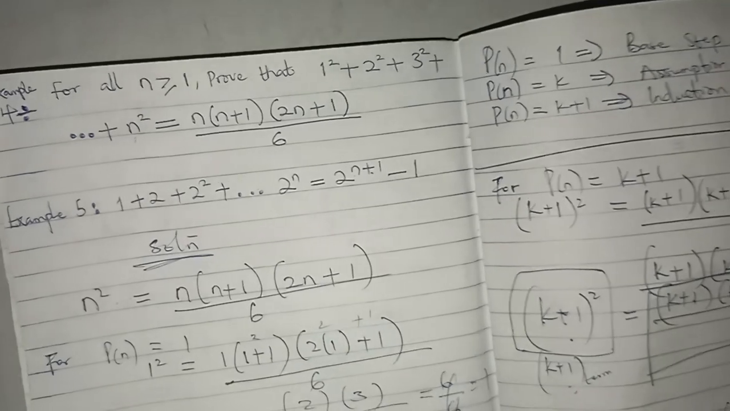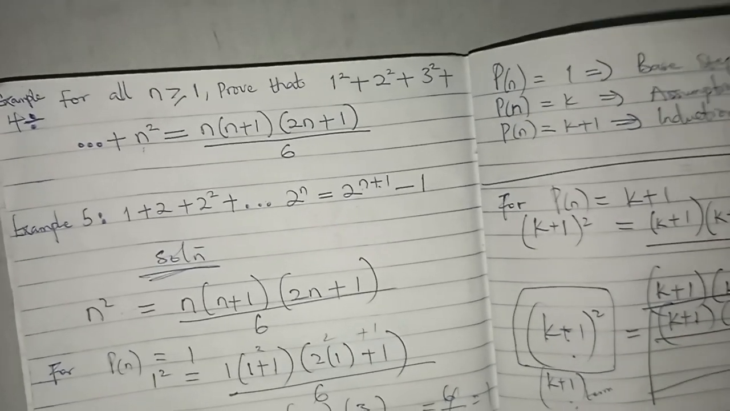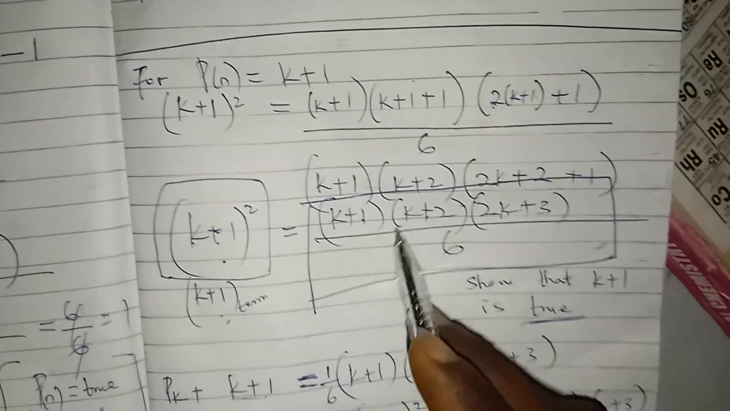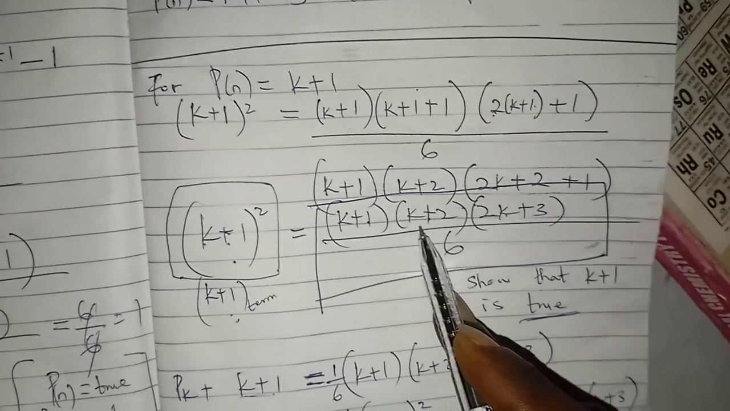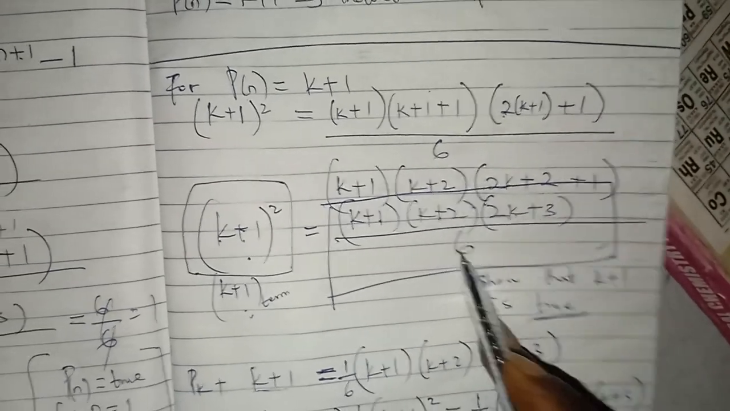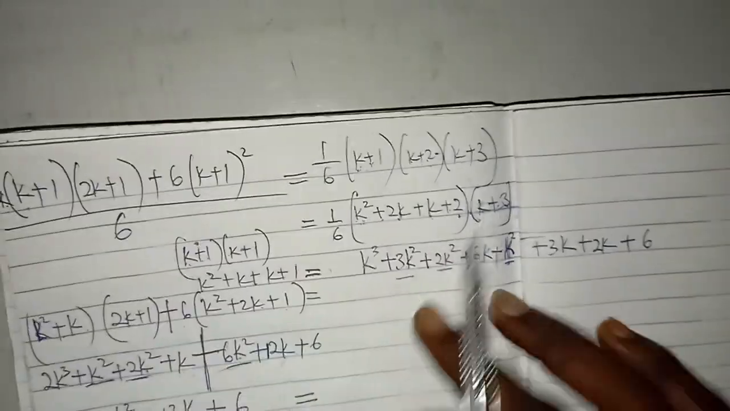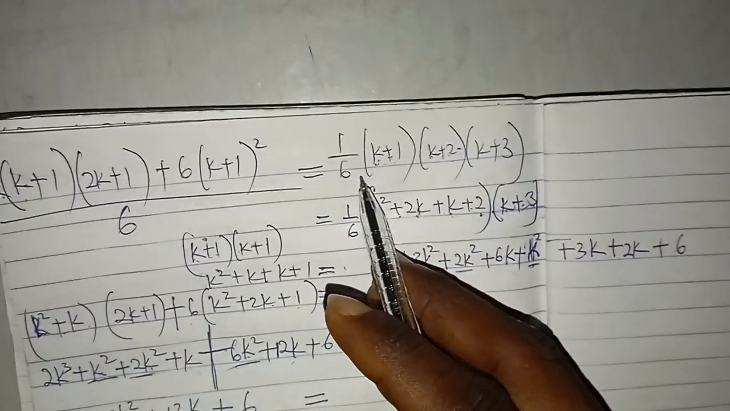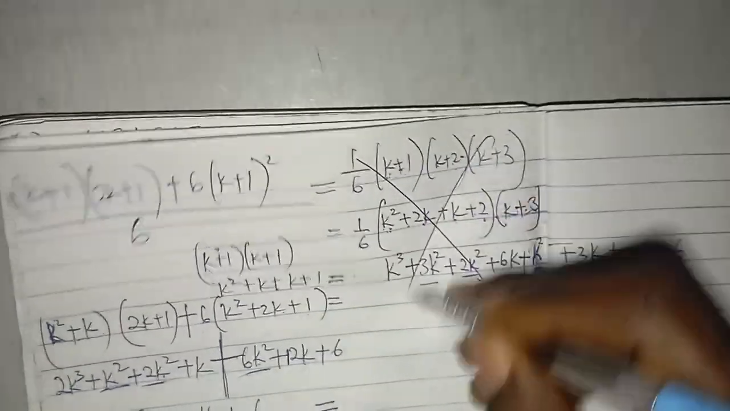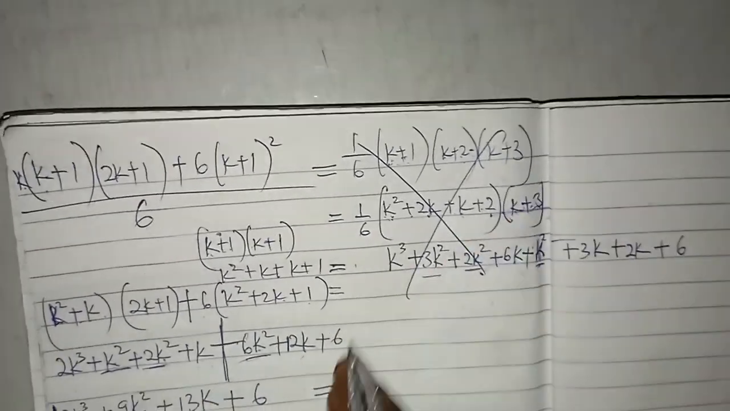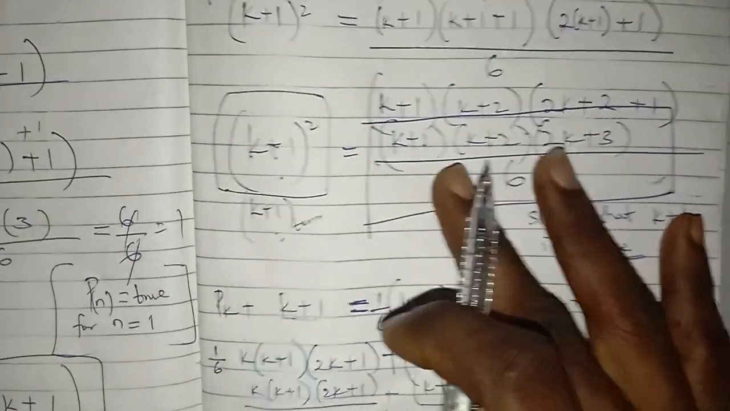Okay. Yes. I'm the one that caused it. What we are trying to balance, what we are trying to prove is this. On the right hand side is k plus 1, k plus 2, 2k plus 3 over 6. I don't know what witchcraft brought about this thing. So this is not what we are trying to prove. Guys, the right hand side is that thing that we say that we are proving, which is this.